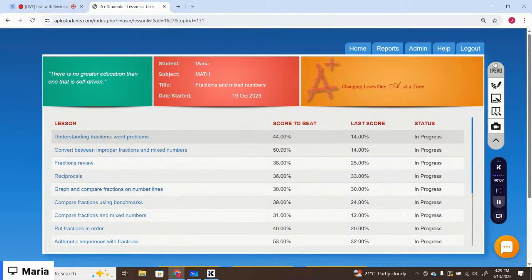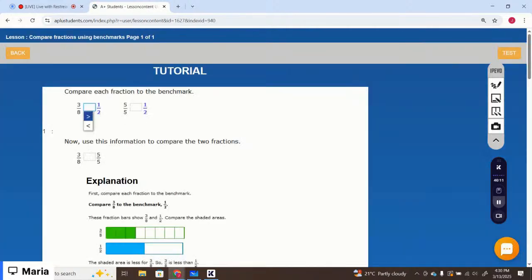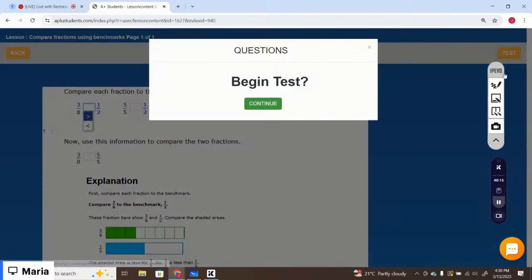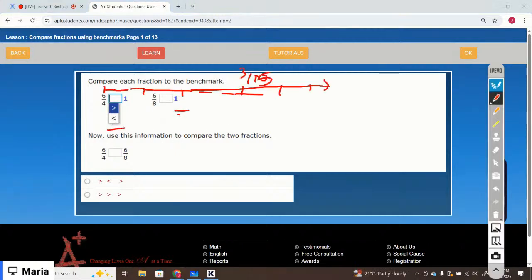Next lesson is compare fractions using benchmarks. Let's just start with the test questions. Compare each fraction to the benchmark. You have to compare them to 1, right? 6 over 4, you have to compare to 1. And then 6 by 8, you have to compare to 1.